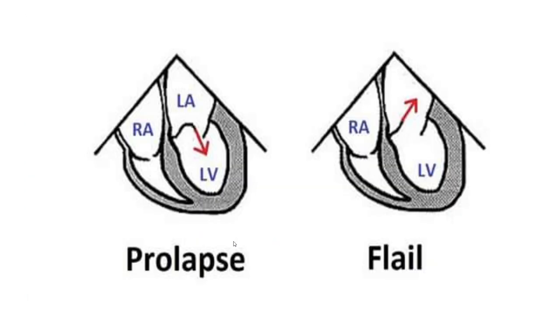Here we have also a picture showing the difference between prolapse and the flail. So the flail, as I said, is due to a complete rupture of chordae tendineae, and it leads to the mitral valve leaflets completely going into the left atrium, while for the prolapse, it's just bulging into it.